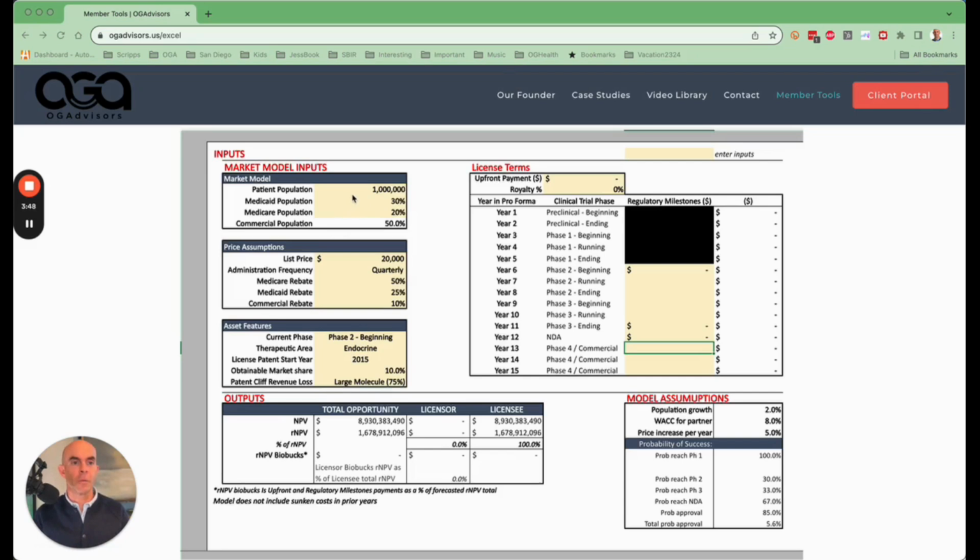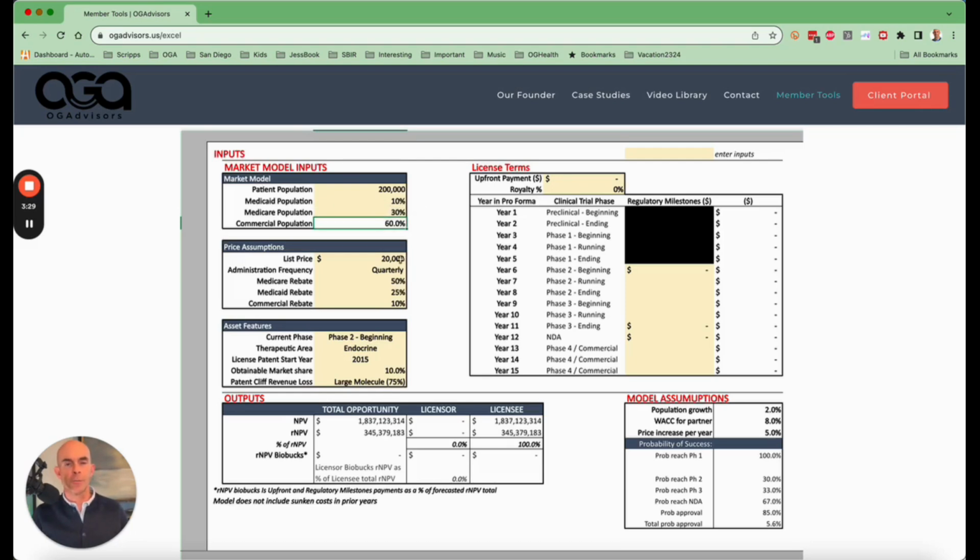The first thing that we want to hit is the patient population. Let's say we think that there's about 200,000 patients that can fit. Let's look at the population itself. Let's say that about 10% Medicaid, about 30% Medicare, and the rest is commercial.